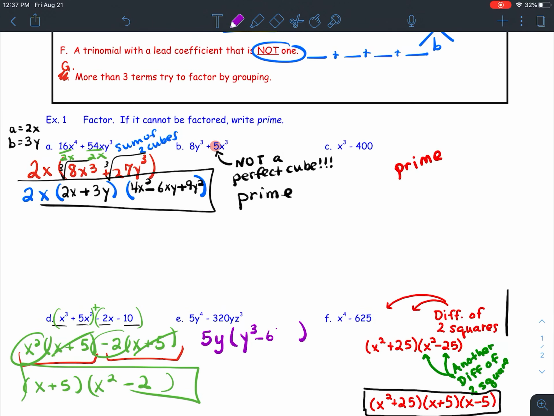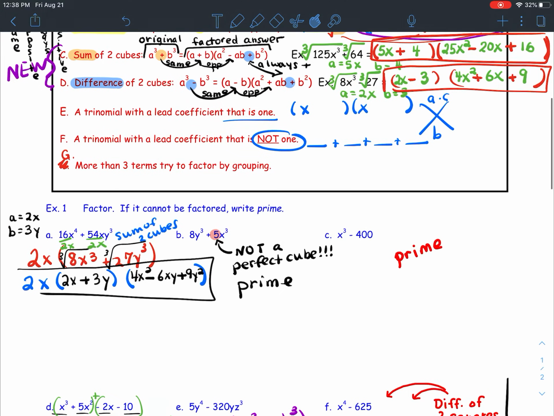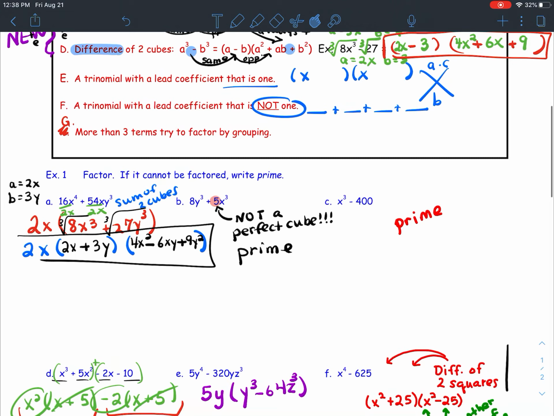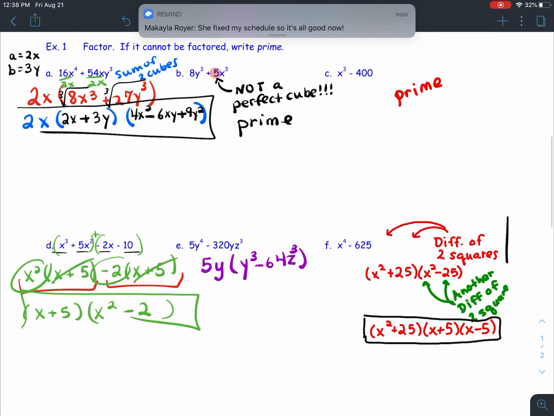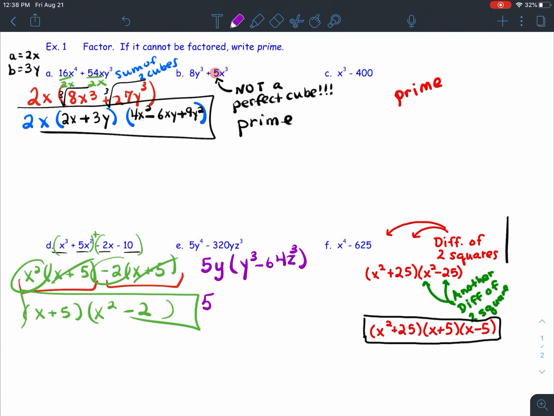So I'm going to pull out a 5y as my GCF. That'll leave me y cubed minus 64z cubed. I now want to say, okay, is y cubed minus 64z cubed a difference, because we got subtraction, a difference of 2 cubes? Well, the variables are perfect cubes. 64, I believe, is a perfect cube as well.